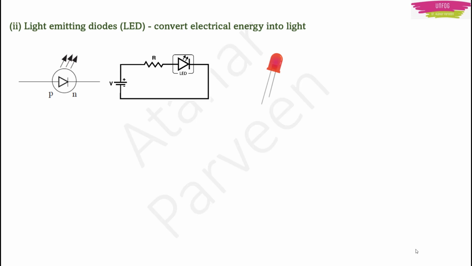So what is the work of this LED? It is used to convert electrical energy into light. It will take electrical energy, then it will give you light. Now this is the symbol of a light emitting diode. You can see the 3 arrow marks which are away from the diode. That means it is giving you light. Okay, it is giving you light. It is a PN junction diode only, but it will give you light if you give electricity. It will convert electric energy into light.